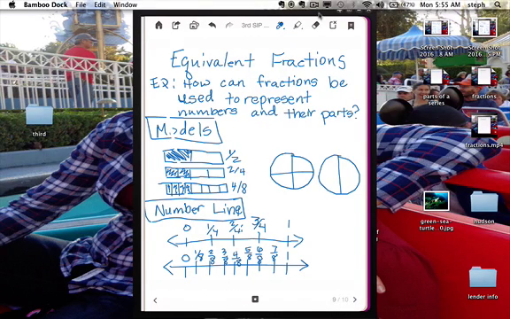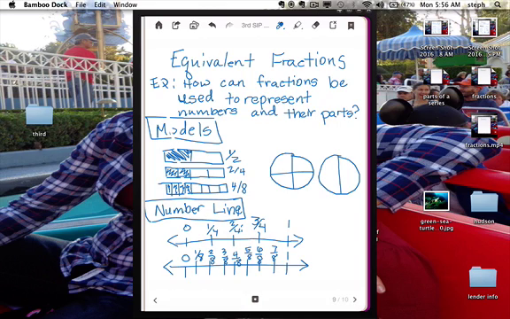This morning we're going to learn about equivalent fractions, which means equal fractions. They might look a little different, but they have the same amount. And so what I'd like you to do is everything you see here, just copy down the notes. Pause the video, copy everything down, and then you're going to listen.